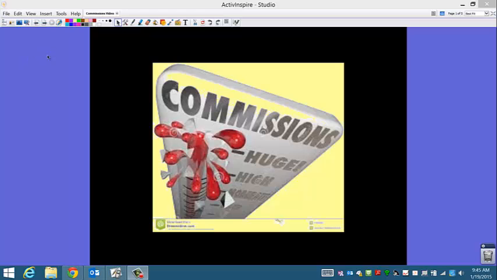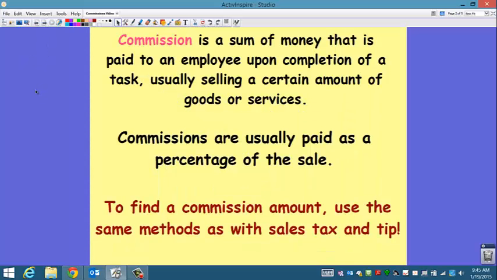This lesson is on finding commissions. A commission is the sum of money that is paid to an employee upon completion of a task, usually selling a certain amount of goods or services. Real estate agents get commissions for houses that they sell. Car salespeople get commissions on the cars they sell.